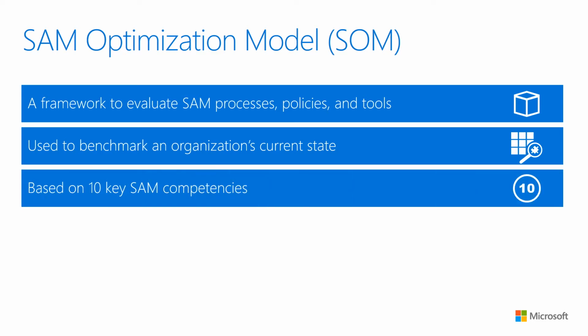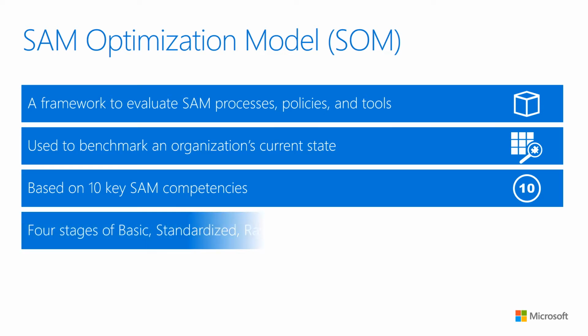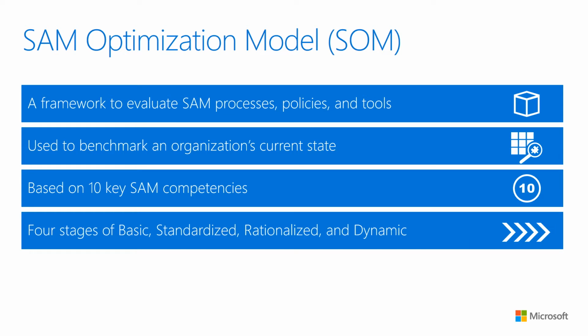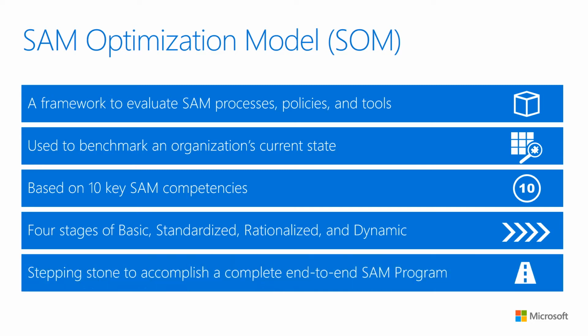It's based on 10 key SAM competencies, which we'll look at in a moment, and for each of these competencies an organisation can be at one of 4 stages: basic, standardised, rationalised or dynamic. We'll look at these in more detail too, but each of these stages acts as a stepping stone so that an organisation can advance from one optimisation level to another with the end goal of establishing a complete end-to-end SAM programme.